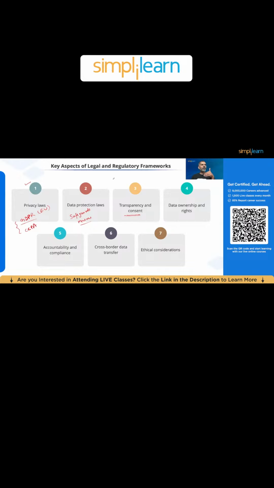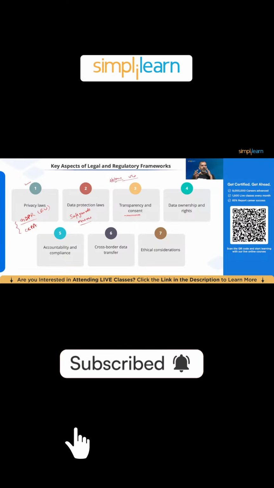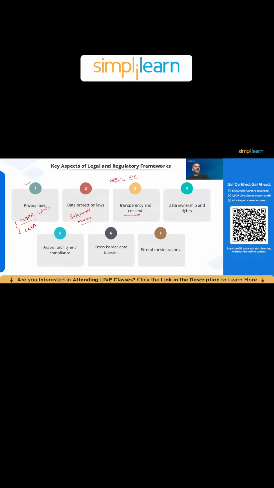So let's talk about obtaining and use of the data. It should be clearly defined that if I'm interacting with any customer or client, these pieces of information are going to be collected in that interaction, and this will be the use of that information. This is where we talk about transparency and consent. Finally, it talks about data ownership and rights, which define the individual's rights over the ownership of the data.